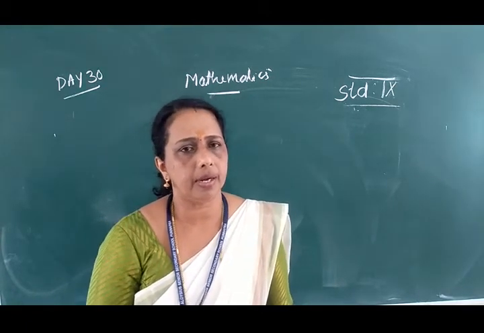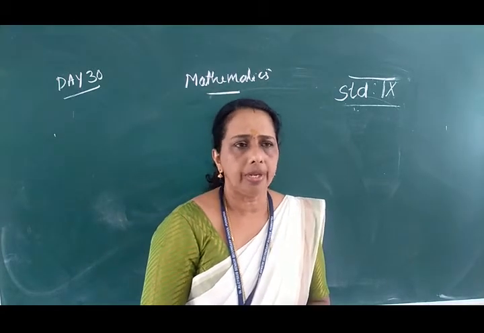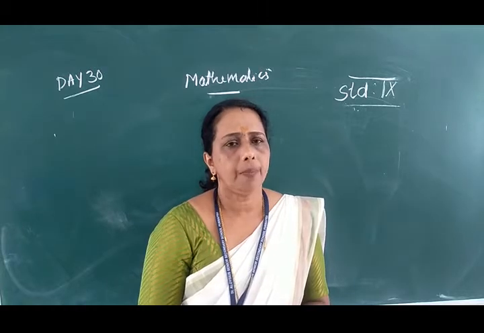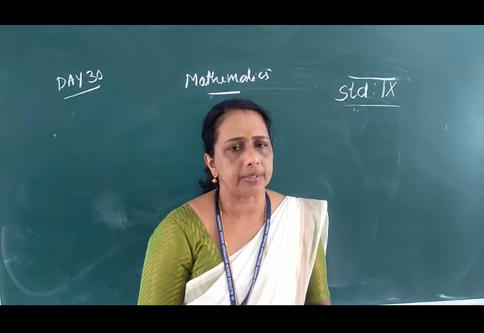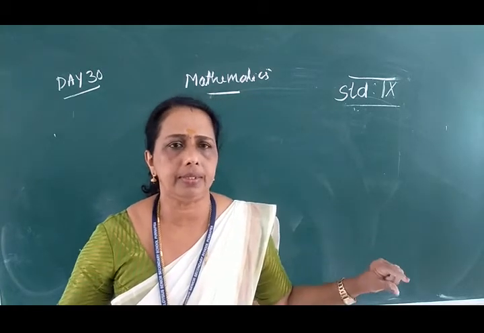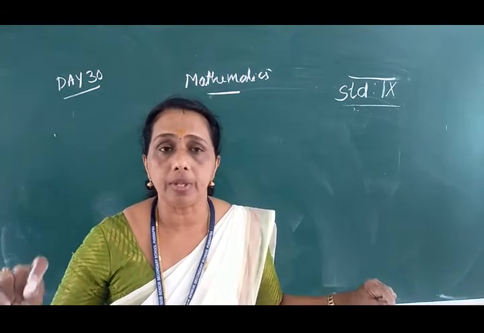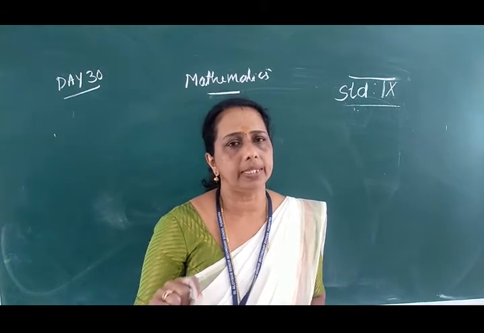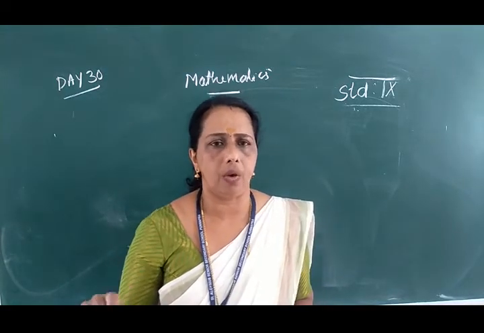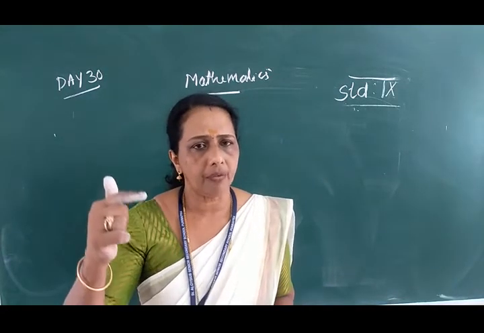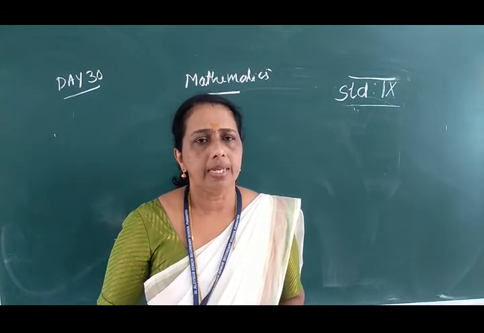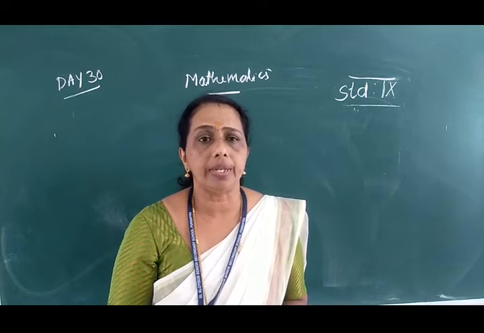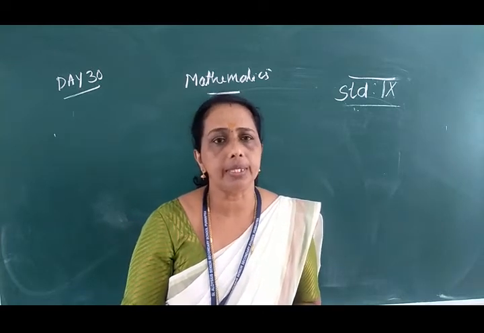X coordinate is called abscissa. Y coordinate is called ordinate. If a point is in the x-axis, its y coordinate is 0. Okay, that is the general form of a point in the x-axis is (x, 0). A point in the y-axis, its x-coordinate is 0. That is (0, y).